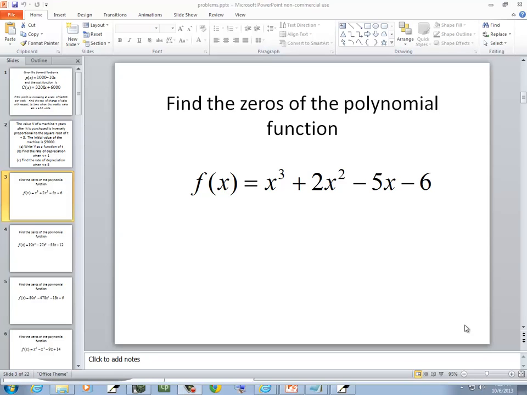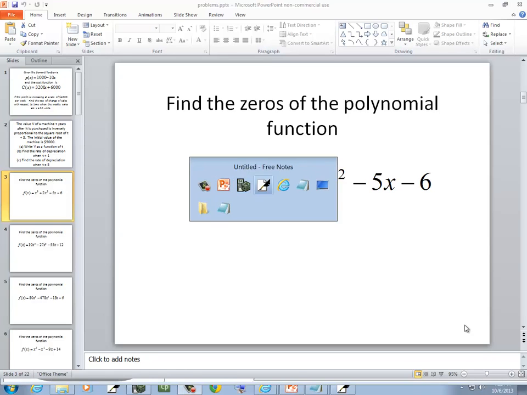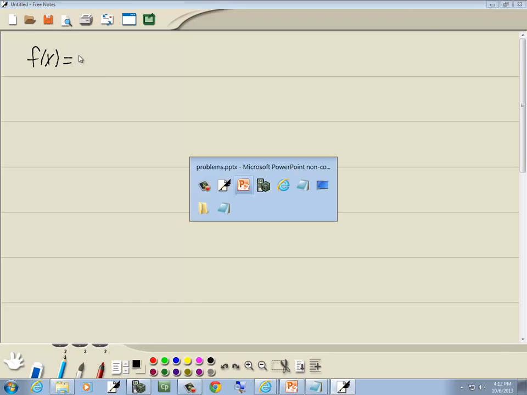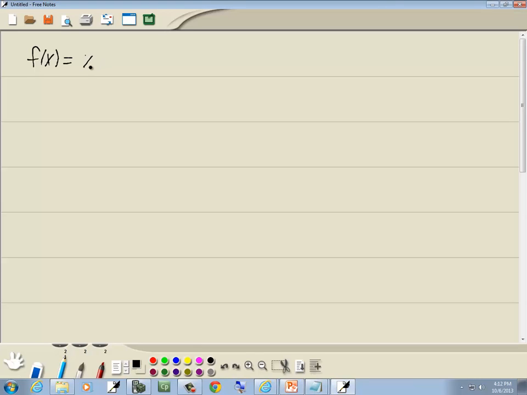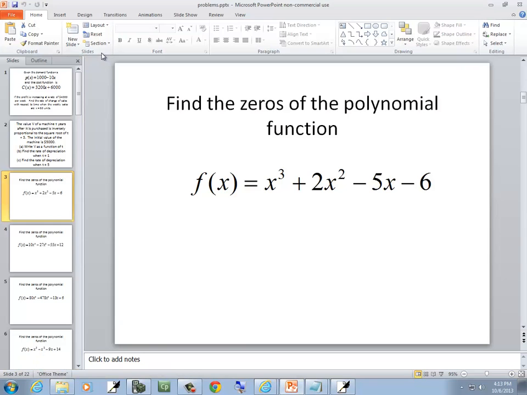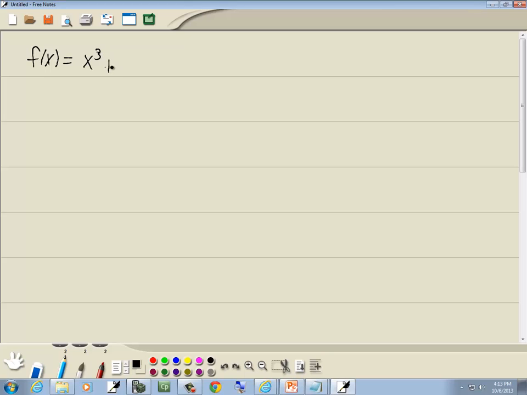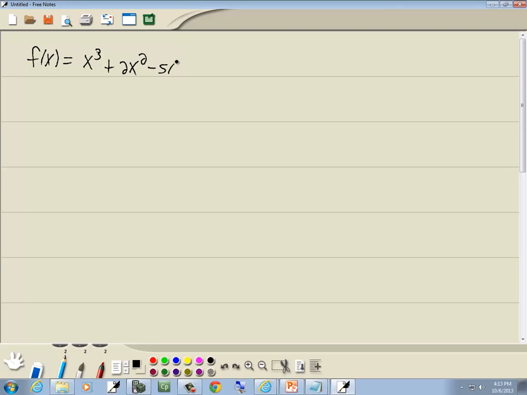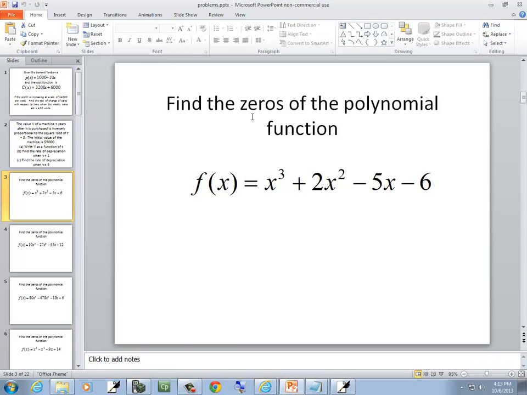In this problem, we want to find the zeros of the polynomial function. So we got f of x is equal to x to the third plus 2x squared minus 5x minus 6.